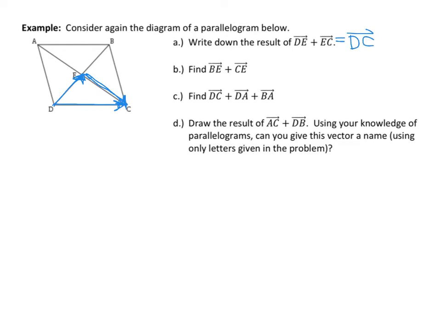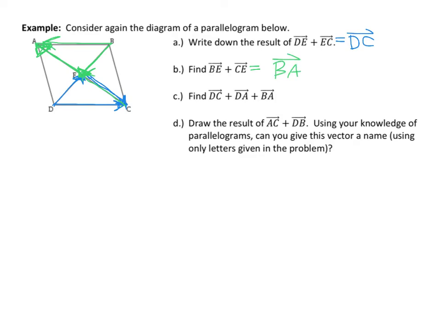Yay. What about BE plus CE? BE plus CE. So let's see here. If I did BE, now CE starts over here. Well, wait, but that CE is the same thing as this right here, isn't it? So BE plus another name for CE shows me that this is really just me going from B to A.